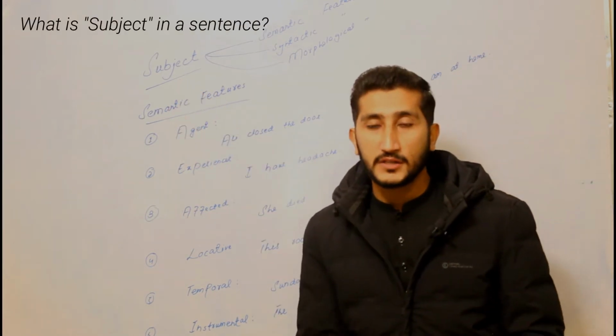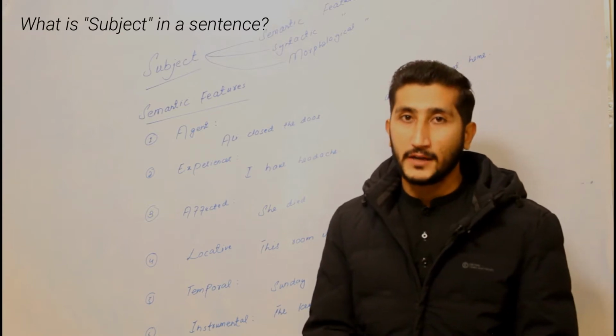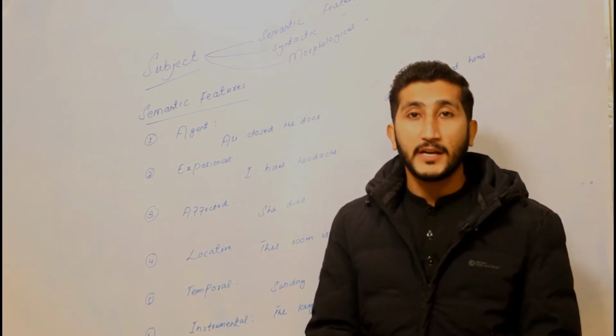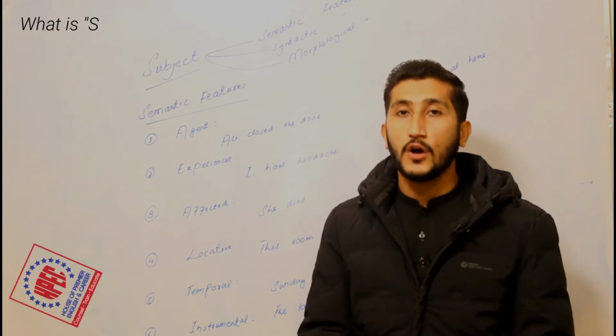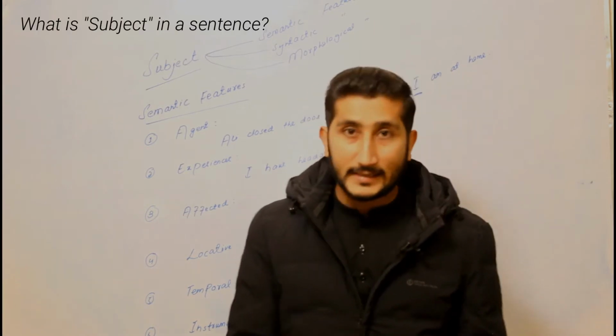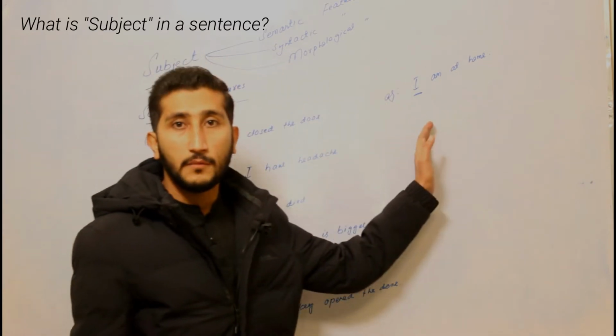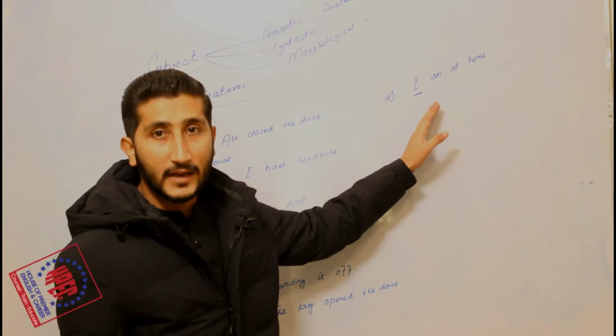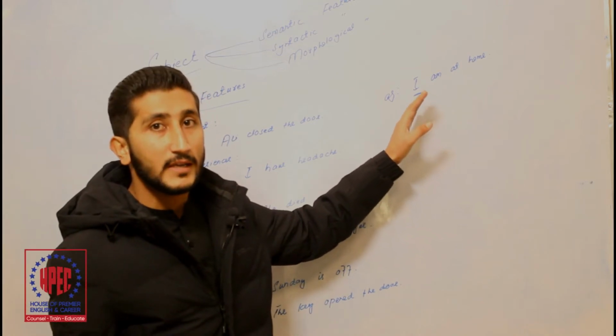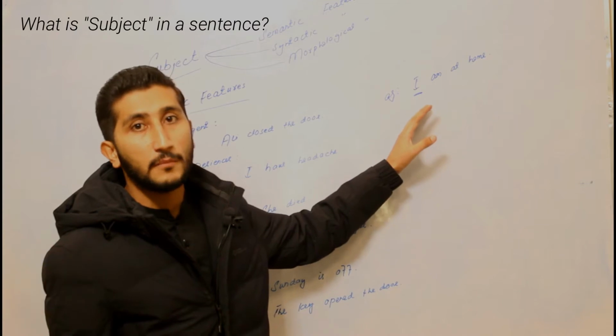I've seen students defining subject as the doer of an action. It's not incorrect, but in fact an incomplete definition of subject, because subject is not always the doer of an action. As in this example, I'm at home. There's no action, but there's a subject, which is I. This example shows that subject does not always perform an action.